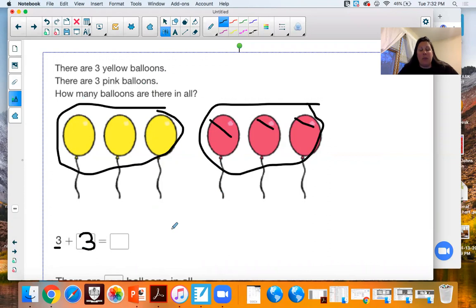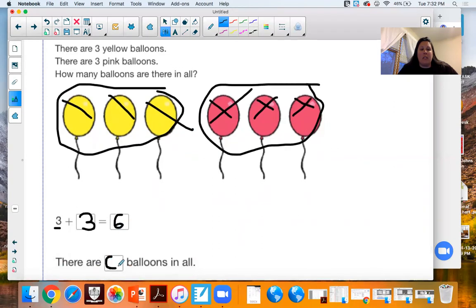Some of you I know can do this in your head. But if you're like me, you're going to go back and cross and count. So we're going to count all the balloons together. 1, 2, 3, 4, 5, 6. 3 plus 3 is 6. There are 6 balloons in all.